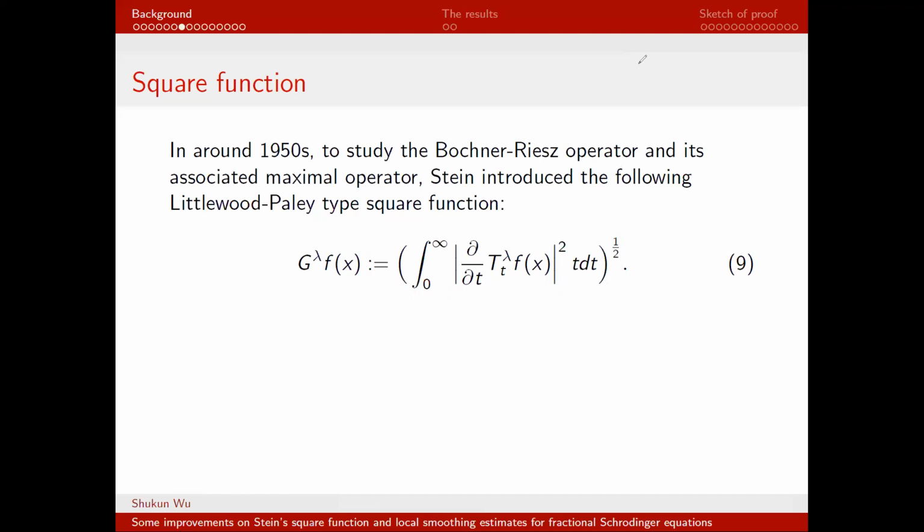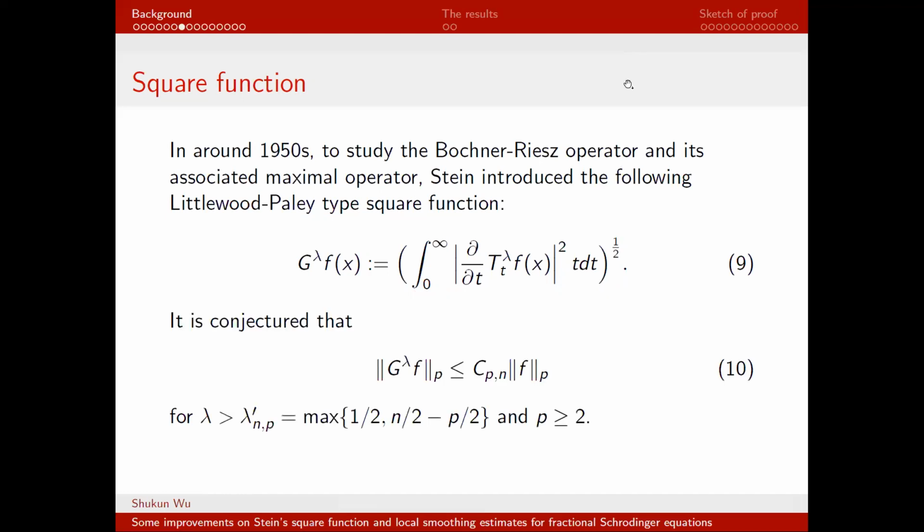It is conjectured that the square function is bounded in LP space when lambda is greater than an endpoint lambda MP prime, and when p is greater than 2. Note that lambda MP prime is just lambda MP plus 1/2. So as you can see from this, they are closely related, of course.